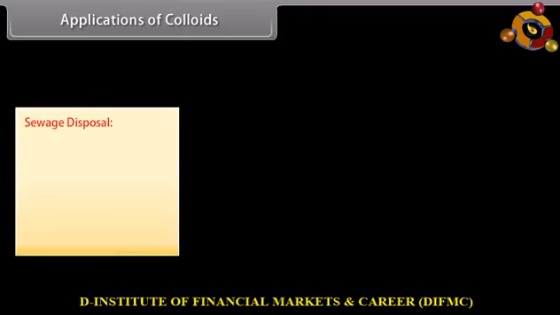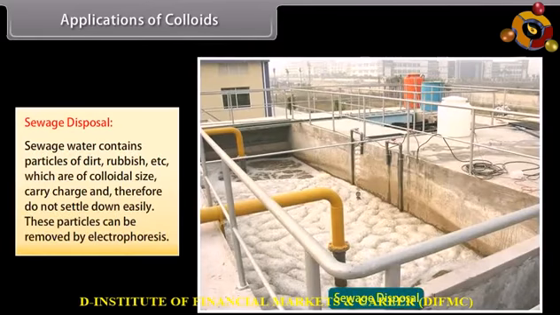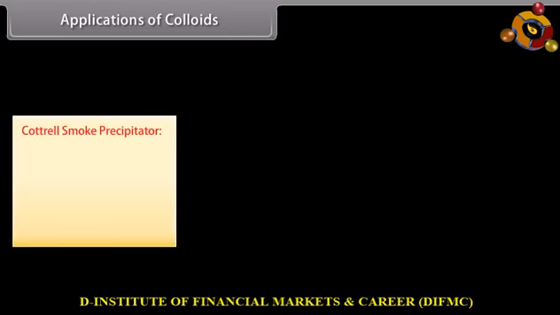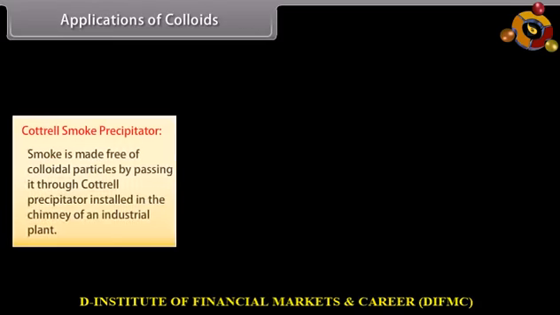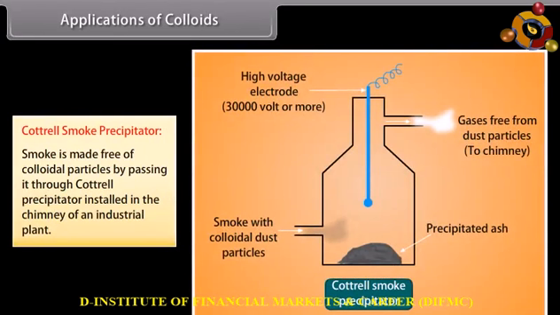Sewage disposal. Sewage water contains particles of dirt, rubbish, etc., which are of colloidal size, carry charge, and therefore do not settle down easily. These particles can be removed by electrophoresis. Cottrell smoke precipitator. Smoke is made free of colloidal particles by passing it through Cottrell precipitator installed in the chimney of an industrial plant.